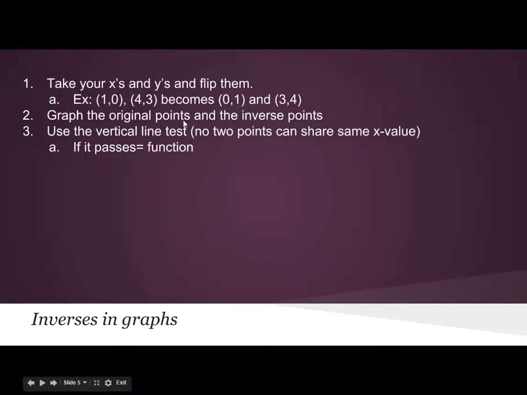So you're going to take your x's and y's and flip them. And so graphically, if you have (1, 0) and (4, 3), they're going to be (0, 1) and (3, 4). And then you're going to graph the original points, and then you're going to graph the inverse points. And then you're going to use the vertical line test, which means no 2 points can share the same x value, and if it passes, then it's a function.